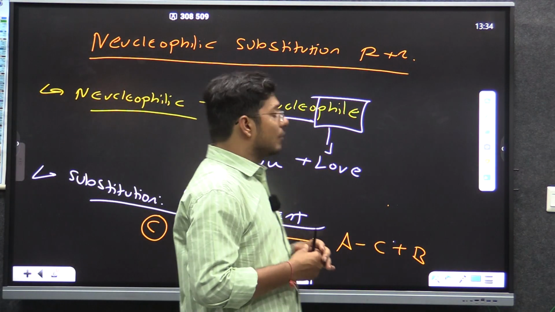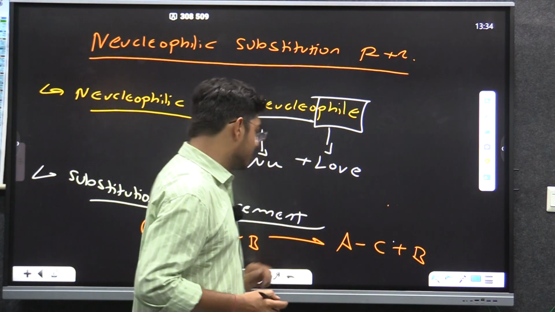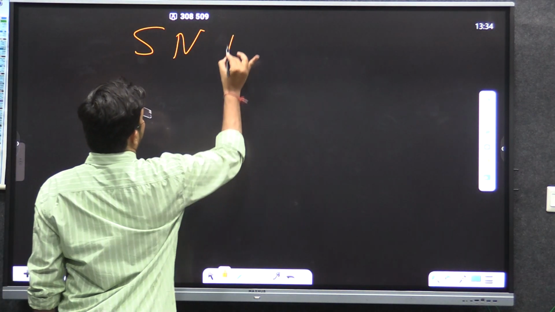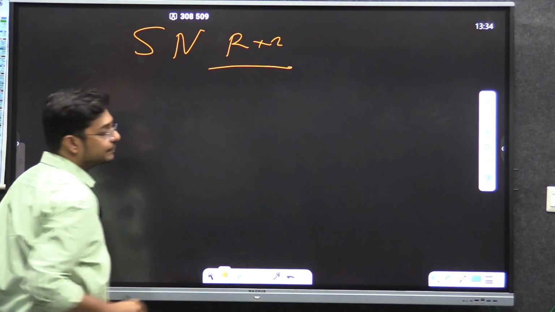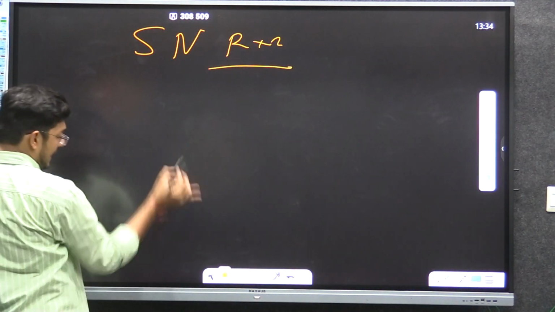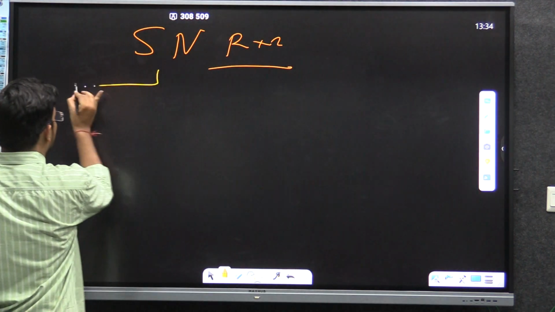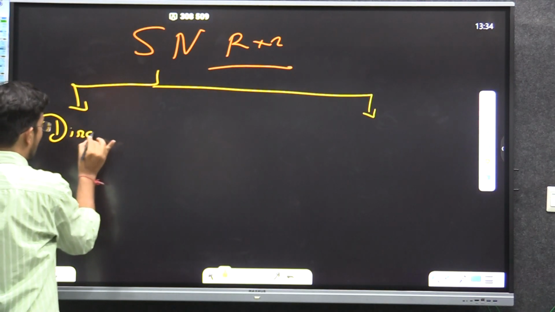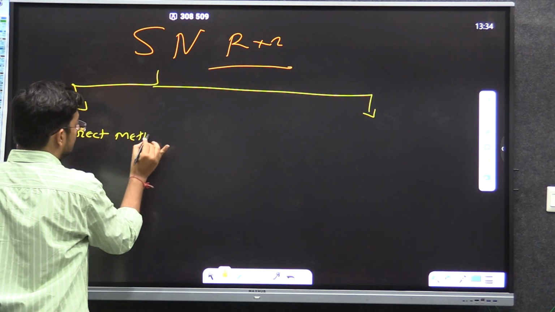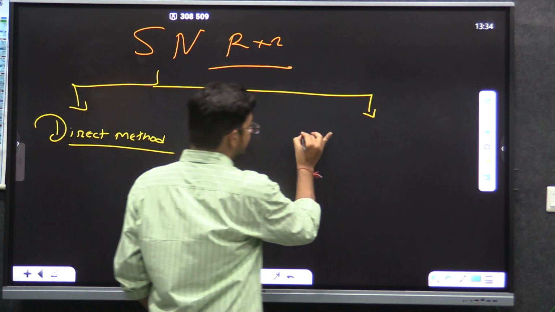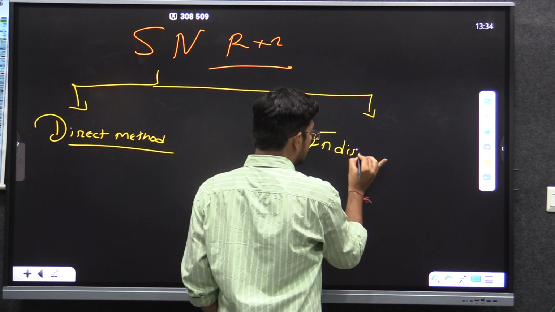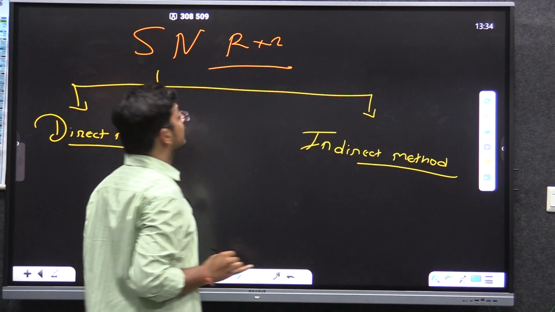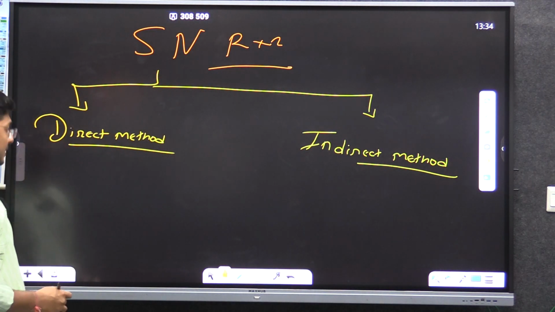Now, as we discussed, we are going to start nucleophilic substitution, and this topic is also known as SN reaction or SN mechanism. My dear, first of all, the SN mechanism is further divided into two parts. The first part is the direct method, and the second part is the indirect method. There are two methods of nucleophilic substitution.